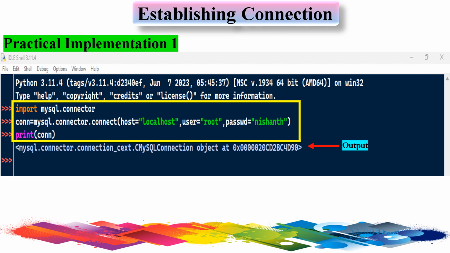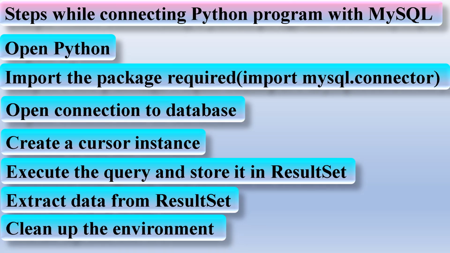In a nutshell, the code establishes a connection to a MySQL database using Python and prints out the connection object, confirming the successful connection. This connection can now be used to execute SQL queries and interact with the database. Now you can start querying the database using SQL statements. The following are the steps to be followed while connecting your Python program with MySQL.